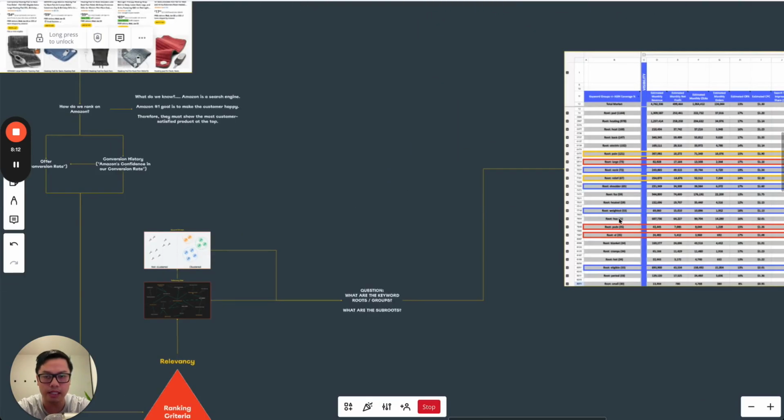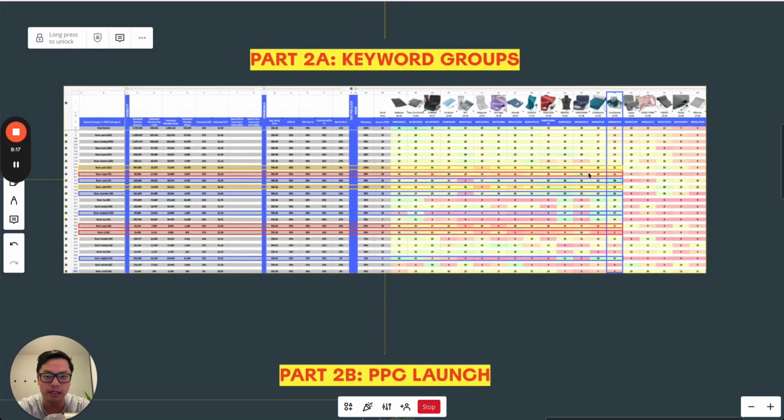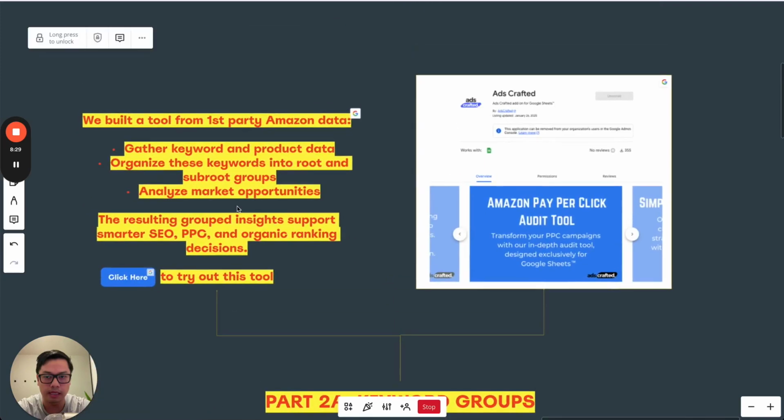So this next section is going to be very data heavy. There's a lot of numbers, but it tells us a story about how a product is connected to subroots and root keywords. So I developed this tool as a Google Sheet extension.